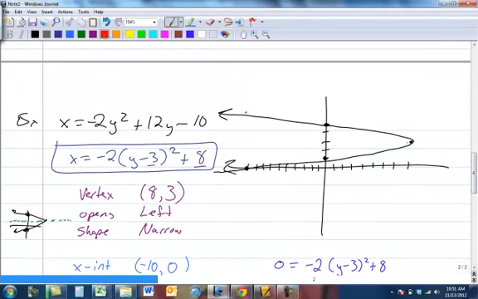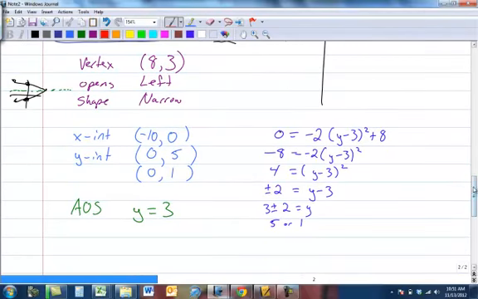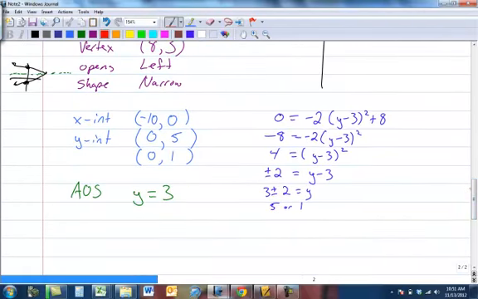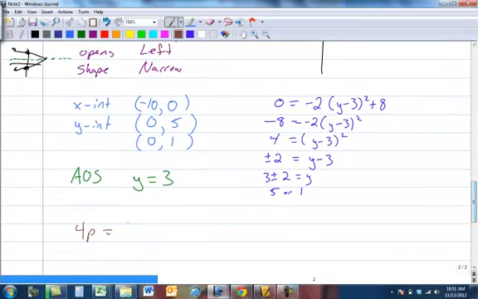Now remember, focus is somewhere inside. The directrix is going to be a line behind the parabola. So let's find P. Now, if you recall, 4P equals the reciprocal of A. Now, in this case, A is negative 2. So 4P is equal to negative 1/2, the reciprocal of A. So that means that P is negative 1/8.